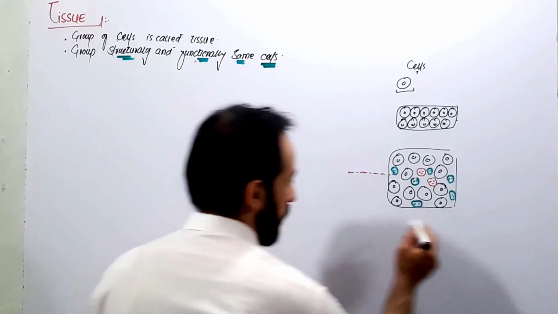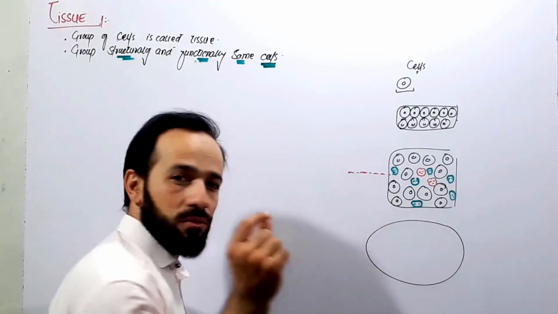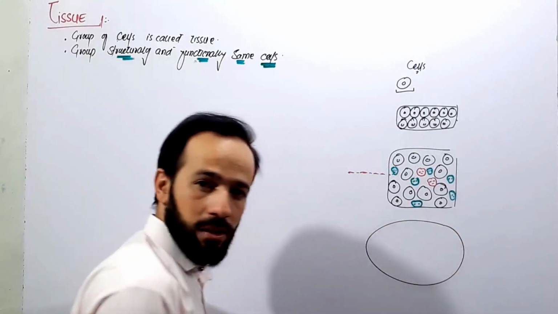So let me make here, this is a nervous tissue, for example. This is a very small part of nervous tissue I have taken and I have enlarged it here, right.